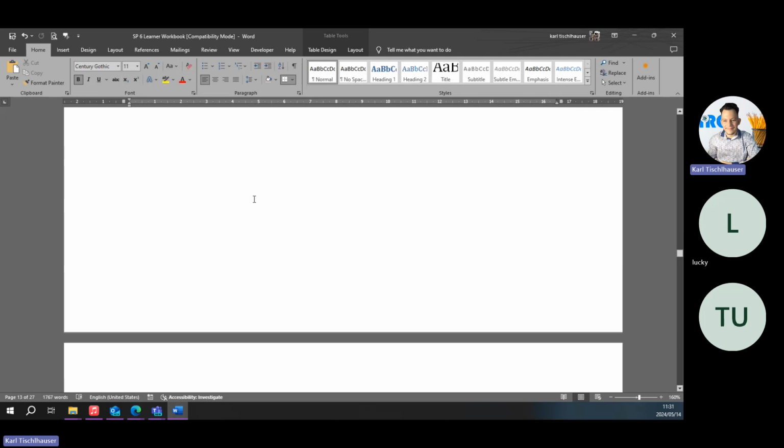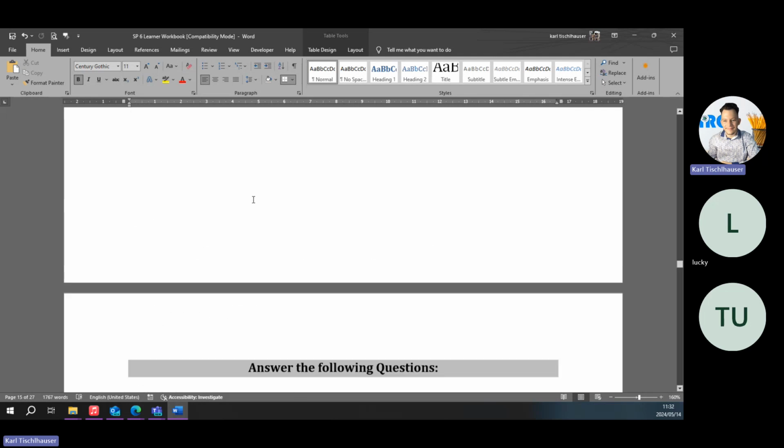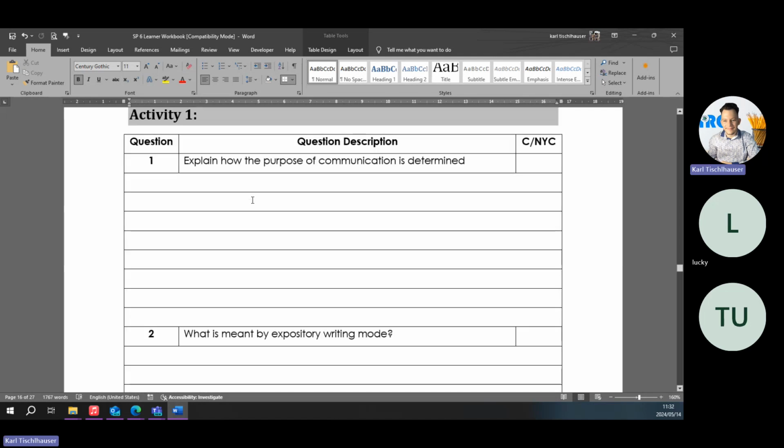Okay, let's keep going to 6.3. So 6.3 says, explain how the purpose of communication is determined. So how do we decide what the purpose is? Often your purpose is decided by what your action is, what your intent is. What are you trying to do?